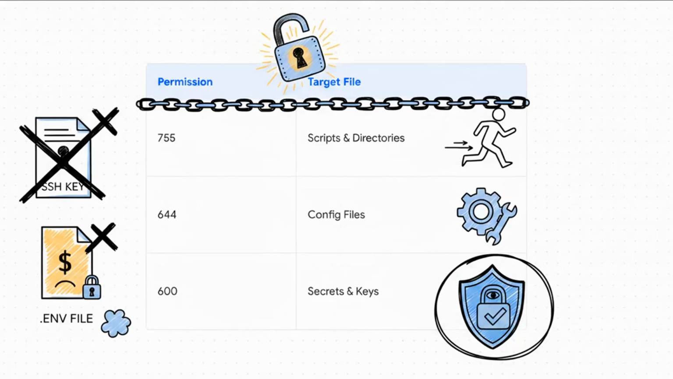But setting them isn't enough. We have to lock down those secrets at the file system level too. We've all heard the absolute horror stories of someone accidentally committing an exposed AWS key and costing their company 50 grand overnight, right? So 755 is your standard permission for executable scripts. 644 is for your standard config files. But 600? That is non-negotiable for secrets and .env files. It means only the owner can read or write to it, period.